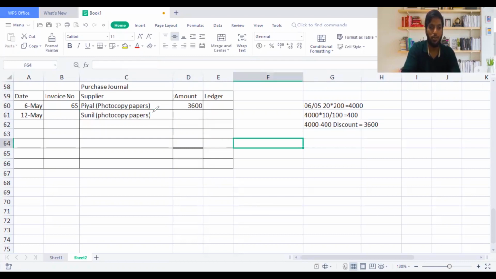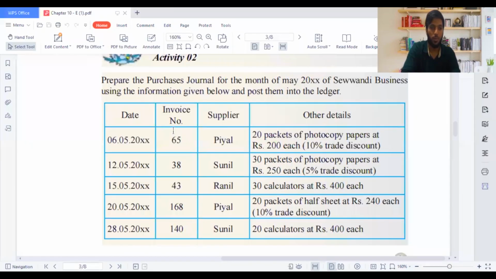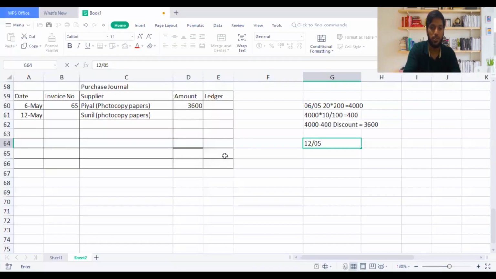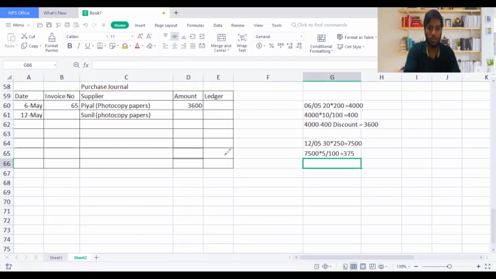Then the values. How do you calculate the value? Again, the same way which we did. 30 packets of photocopy papers at 250. So 12/5, we purchased 30 photocopy papers at 250. 30 into 250 will give me 7,500. In 7,500, I'm getting a discount of 5 over 100, which is 375, because 10% is 750 and half of that is 375. So 7,500 is the amount which we need to pay, but then they are giving a discount of 375.